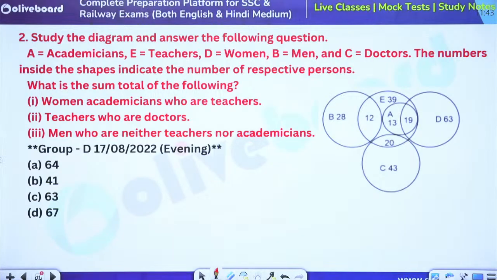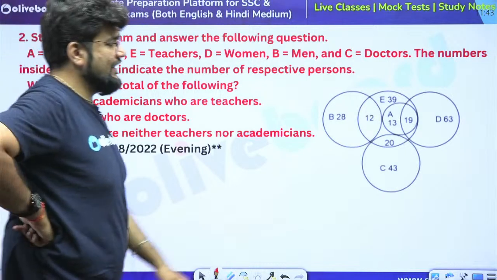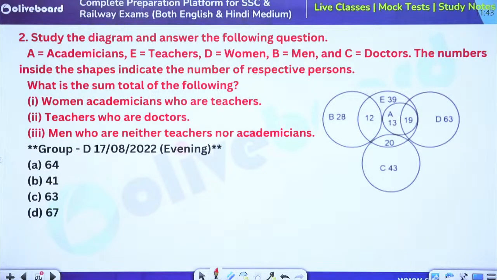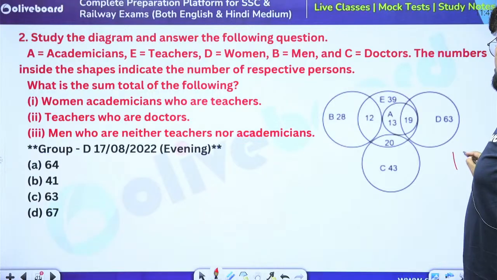What is the sum total of the following? Okay, very good. Women academicians who are teachers. Academicians is A, women are D, and teachers are E. So A, D, E have to be a part of A, D, and E. Women academicians who are teachers. So D, A, and E. D, A, and E is 19. So that's the first part.